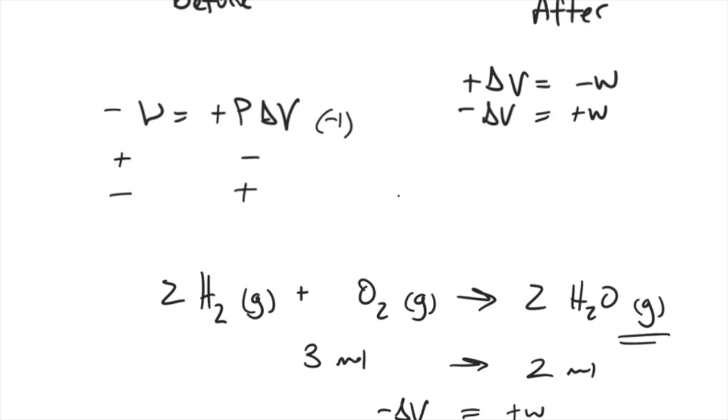So look for a chemical reaction that has an imbalance in moles on the reactant and product sides. And if they have the same amount, then no work can be done. Or if the volume is not variable, then no work can be done, or W equals 0, 0 joules of work done.